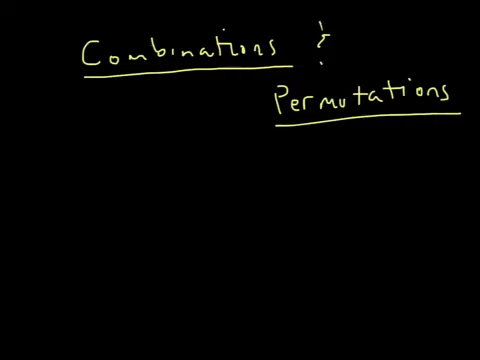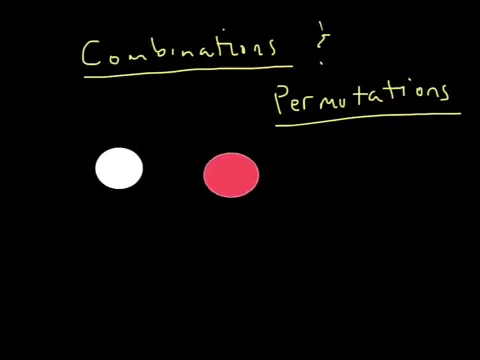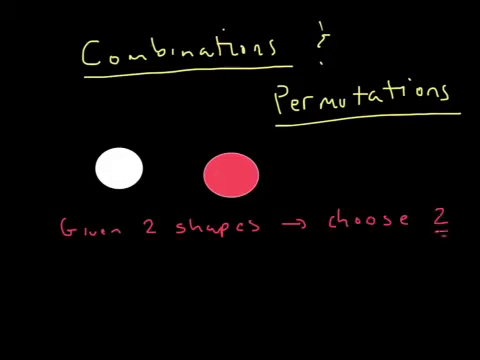Imagine if we just had two different shapes. And I want to, given these two shapes, choose two shapes. Well, this seems like a pretty straightforward question, or task. But let's think about the two different ways that we could answer this.